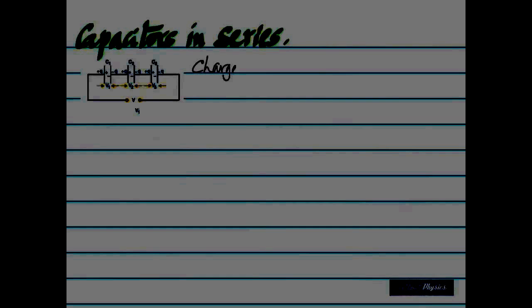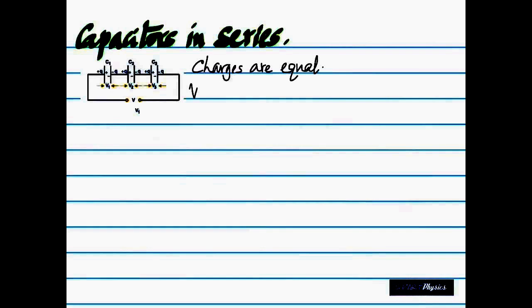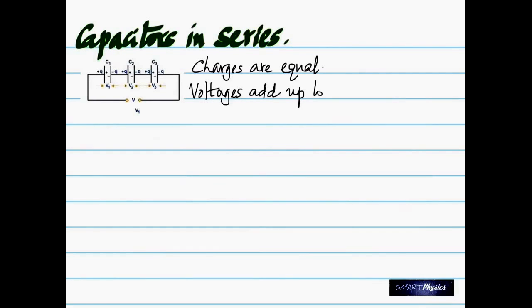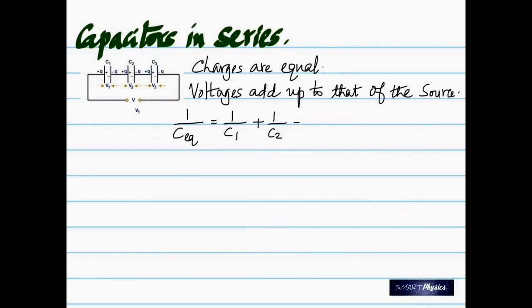The most important thing to remember is that when you put capacitors in series, no matter what their values are, the charges on the capacitors will all be the same. The charges are equal, but the voltages to which they get charged are unequal. And when you add all the voltages, V1, V2, V3, you're going to get the total voltage of the source.